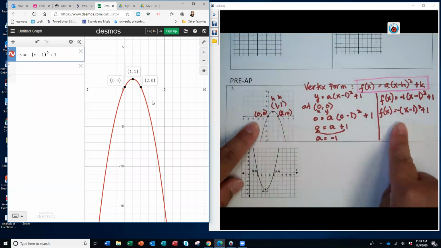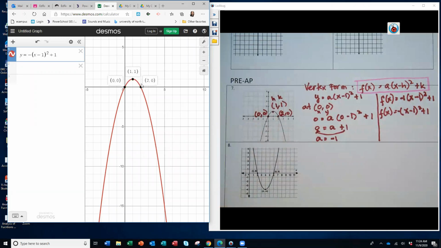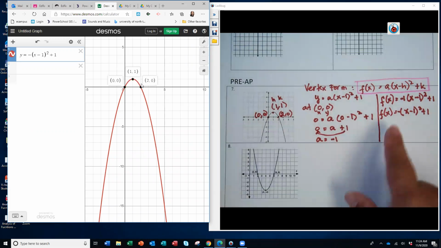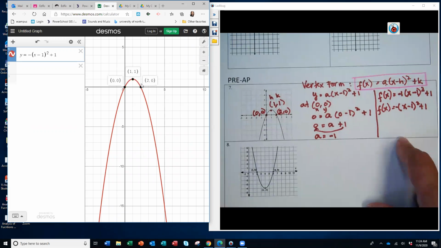Manual solving, and Desmos will be your tool if you have access to Desmos. Okay? So you have to learn both of them because it's easy to solve with Desmos. You will need this for TSI purposes. Let's do number 8.